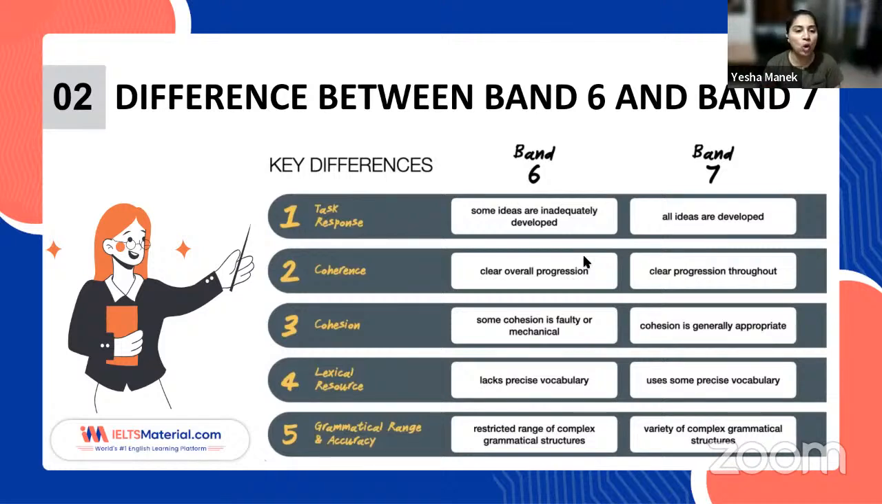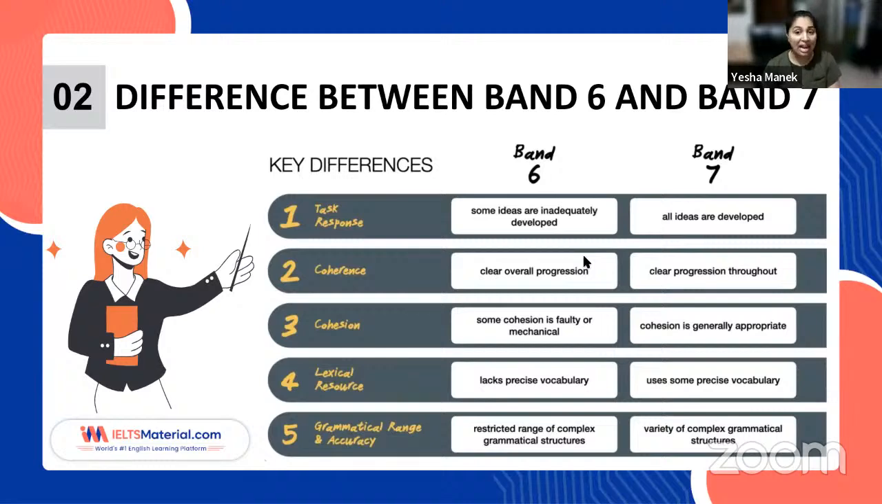If I go with task response, then in Band 6 some ideas are inadequately developed, meaning they are not developed completely. They are mentioned there, there is a description of the ideas you are going to explain. And in Band 7, all ideas are developed. Now, what is the meaning of this?